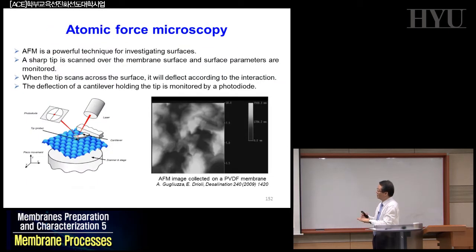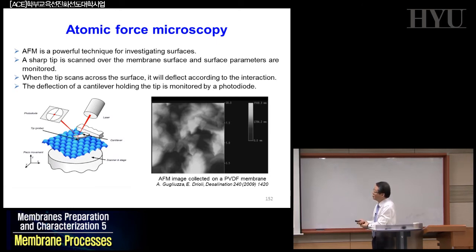AFM usually collects the image of your surface. Okay? So what you can see is that atomic force microscope investigates particularly the surface only. Okay? Surface of the film, surface of the fiber. You can do the surface imaging.